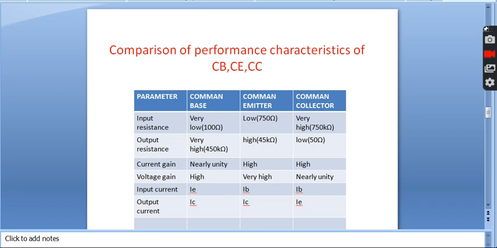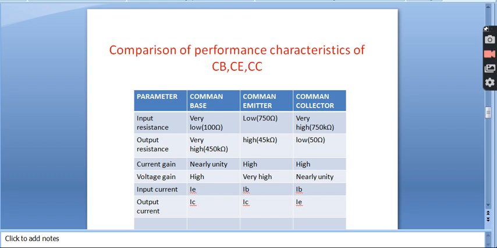Next, go for the input current. The input current in case of common base is IE, because emitter current is the input current. In case of common emitter configuration, that is equal to IB. In case of common collector, same thing, that is equal to IB. Next go for the output current. In common base, the output current is IC. In common emitter, the output current is denoted with IC, and in common collector that will be equal to IE.